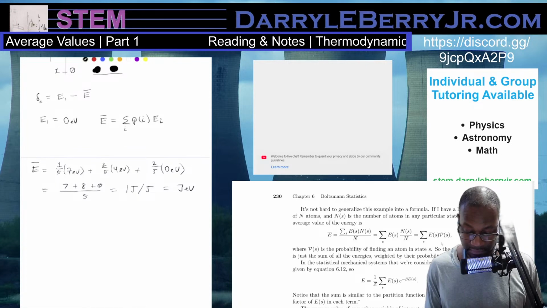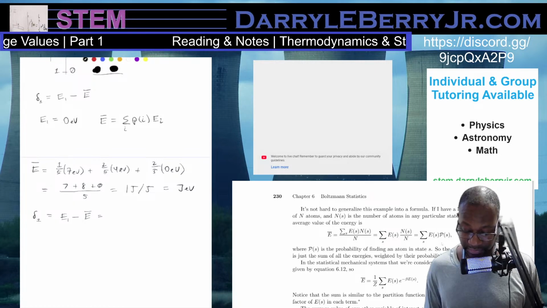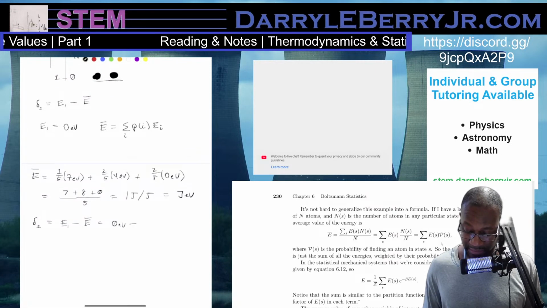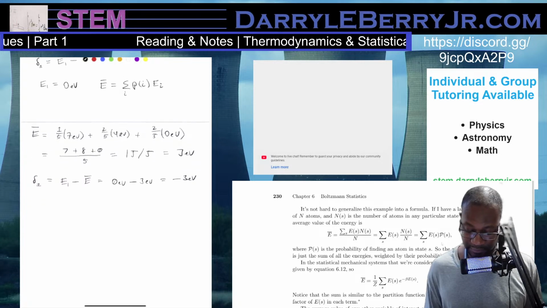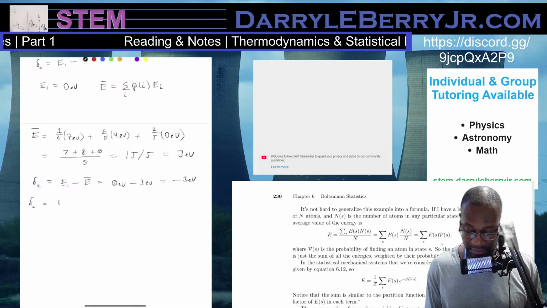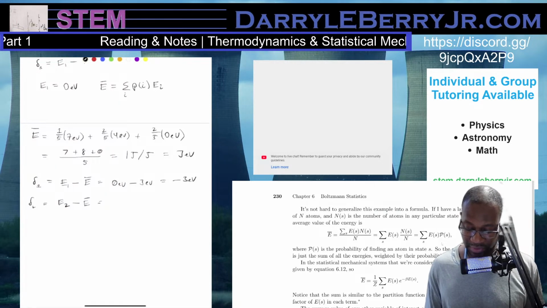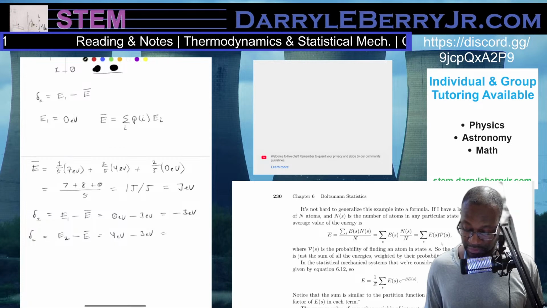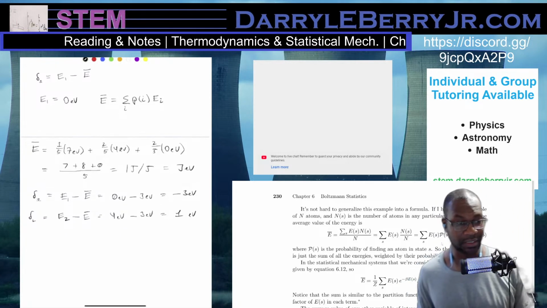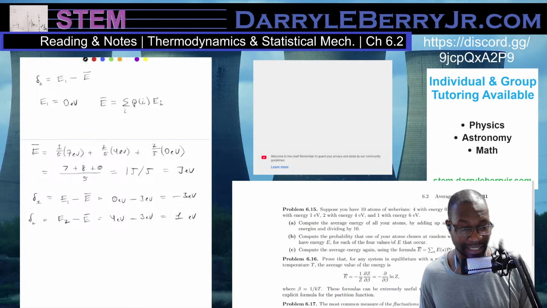The deviation of 1 is going to be E1 minus the average energy, which is 0 electron volts minus 3 electron volts. So the deviation is negative 3 electron volts. The deviation of 2 is the energy of 2 minus the average energy. So that is 4 electron volts minus 3. So that's 1 electron volt. I'm not sure of this. It doesn't say it needs to be positive or negative. I wonder if I need to make this the absolute value. It doesn't say that.